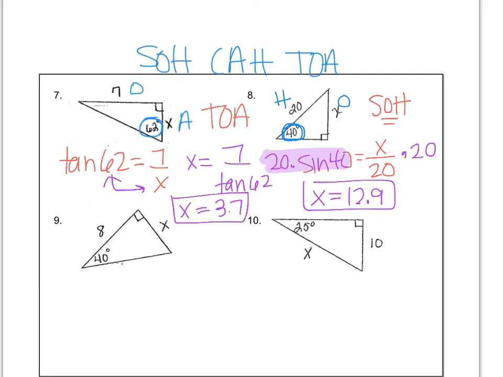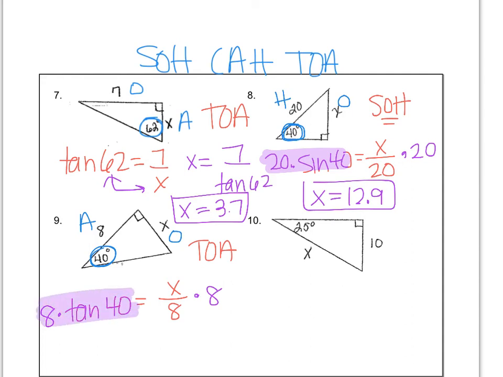Number 9, looking from this angle, this is O, this is A. So that tells me, if I look for O and A is in TOA, so we're going to do tangent. Tangent of 40 is equal to x first, 8 second, because x is O and 8 is A. We have to go in the right order. Again, the 8 is on the bottom. When the number's on the bottom, it's really easy just to move it to the other side by multiplying. So this example, you're going to multiply when the number's on the bottom. You type that in your calculator, and you get an answer of 6.7.